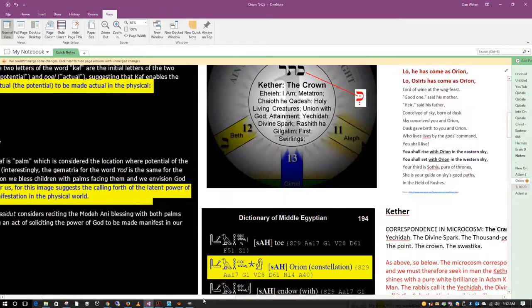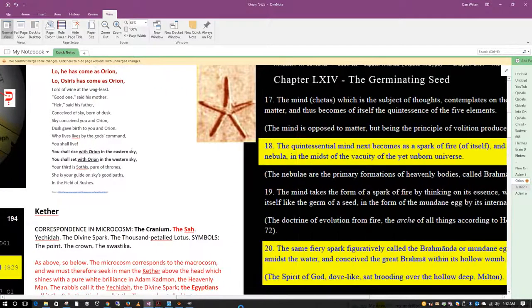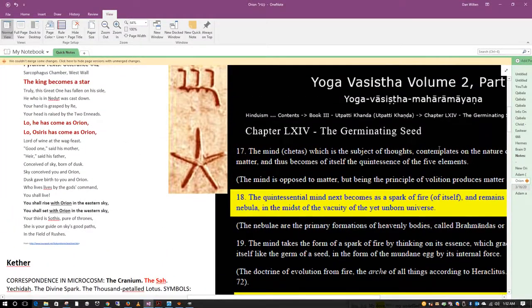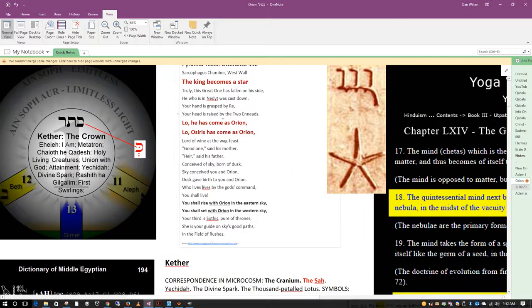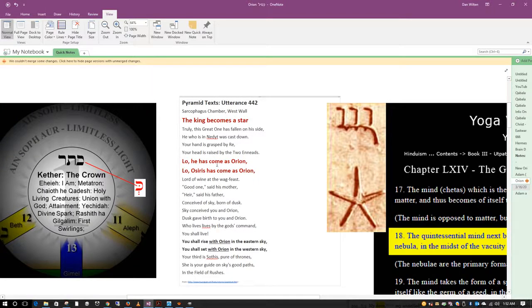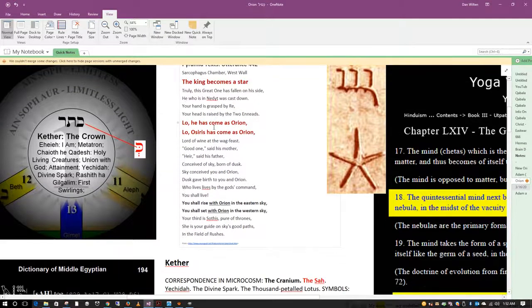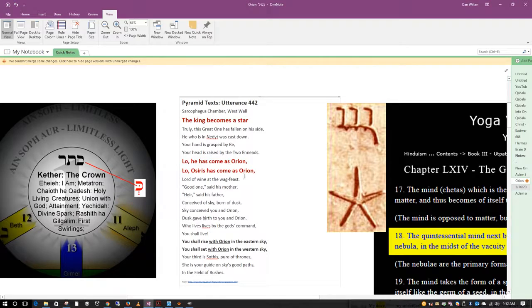So what this tells us, the Yoga Vasistha is confirming that it is a spark, the divine spark, which is Kether, and it's the nebula, and right here, the king becomes a star. It says, lo, he has come as Orion. He's come as the star of Orion. And the Yoga Vasistha has told us that that dim star is the spark. That spark is Kether of itself once it manifests and it becomes a nebula, which is what it's saying here. Lo, Osiris has come as Orion. This is Pyramid Text Utterance 442.